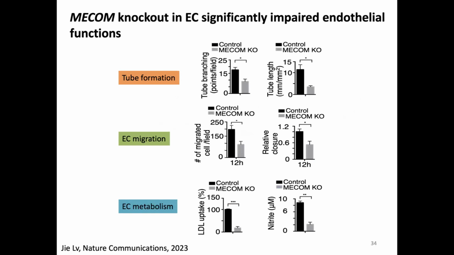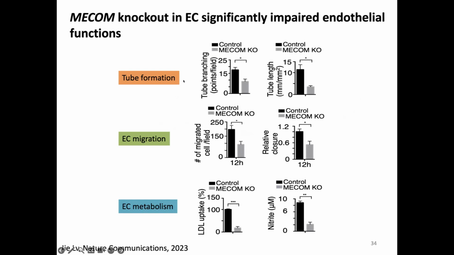Then we further directly knocked out MECON in the endothelial cells. And I would like to say this is a partial knockout because it's a knockout of the gene in the endothelial cells, but we didn't pick a single clone. So it's a partial knockout, similar to a knockdown.